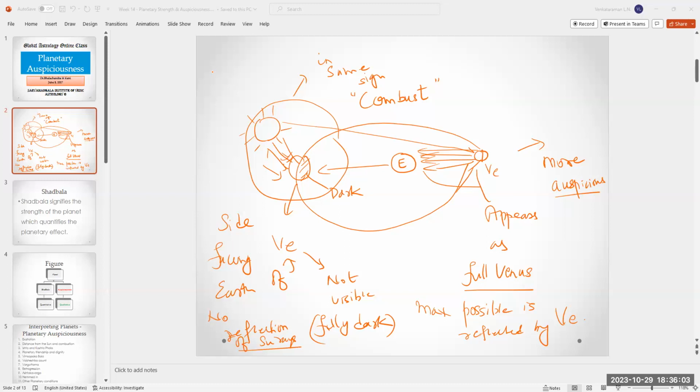And in the chart, when it is the case like this, very close to each other, they will be together in the same sign. That's what we say as combust.